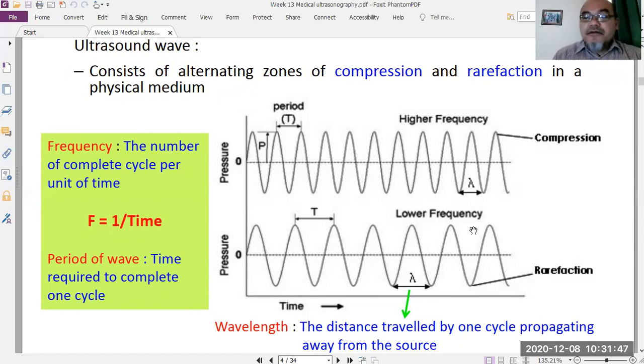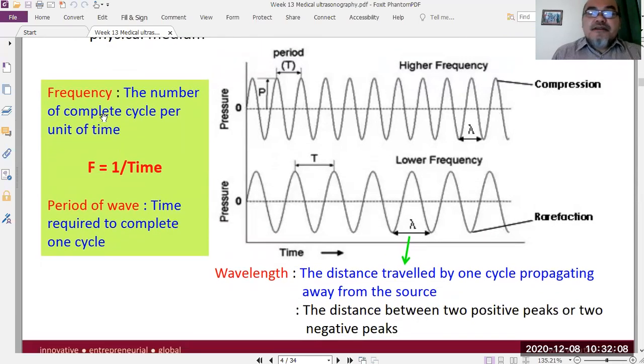In the rarefaction area, the pressure will decrease, and the wavelength, the lambda, will be longer, and the period will be longer compared to the compressed area.